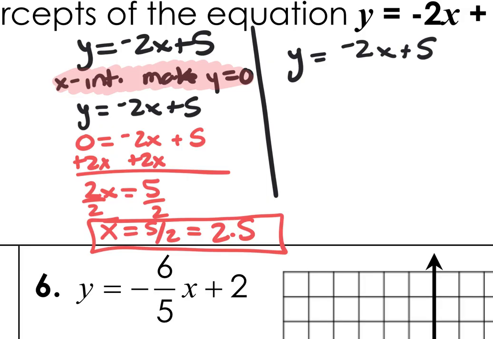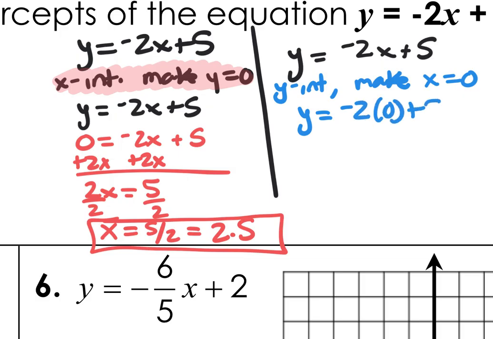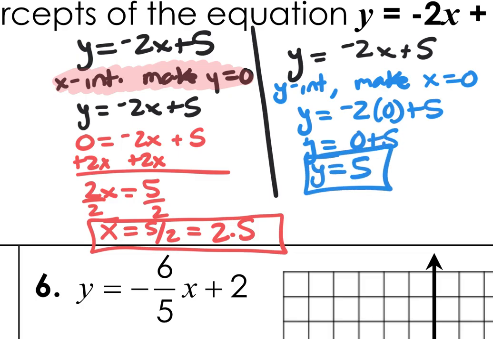Now, similarly, if I want the y-intercept, all I need to do is make x equal 0. So y equals negative 2 times 0 plus 5. Well, negative 2 times 0 is 0. 0 plus 5 is 5. That's going to be my y-intercept. That's it. That's how we can find x and y intercepts. You just make the opposite number equal to 0.